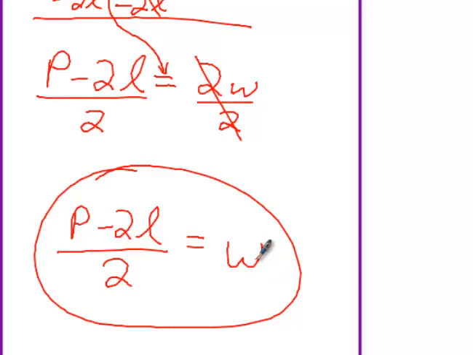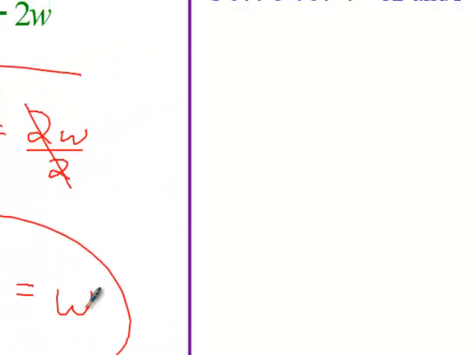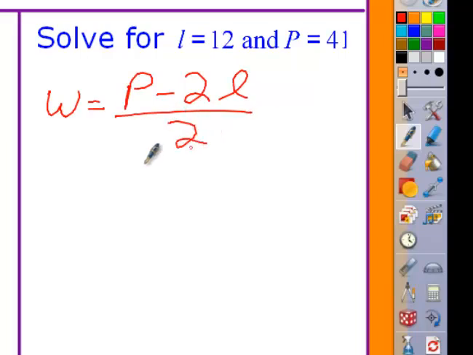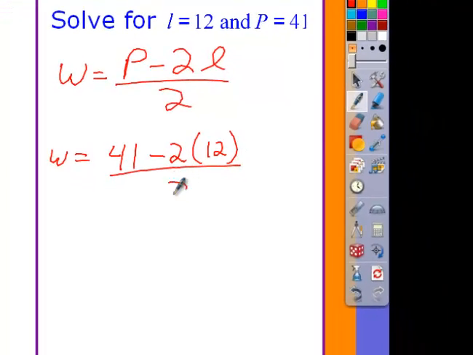So now we can use this answer for the second part of the problem, which says solve for W when L equals 12 and P equals 41. So you're going to take your equation and just plug in the values they give you. So we're going to take our equation, plug in what we know, and then solve.